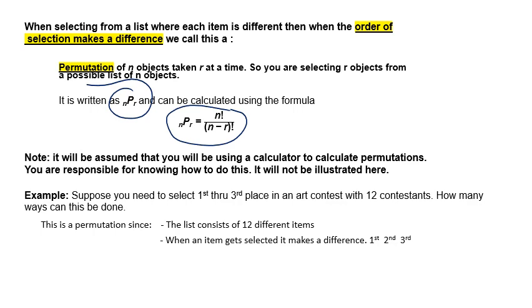When you're picking from different things and the order in which you're selected is important, it is a permutation. And so therefore, since we are picking from 12 items, 3 things, that's our notation for a permutation. Using your calculator, you should get 1,320 different possible ways we can pick first through third place when there are 12 contestants.